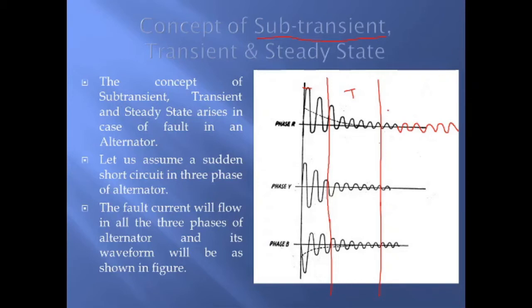The later part of this waveform is the steady state period where the normal current flows, and the alternator has the capability, or any machine has the capability, to take out of this faulty condition to the steady state by itself. So the damper winding helps it. We are going to study the damper winding in detail. So basically, this is how the concept of subtransient, transient, and steady state is. I hope this thing is clear to you.